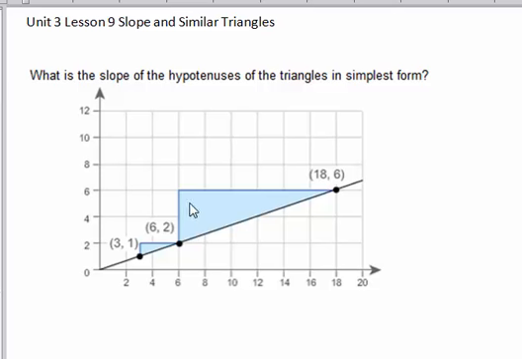So here we can do the large one and then reduce it, or we can just look at the small one here. So remember that your slope is rise over run. So how much does this go up by? It goes up by 1. It goes over by 3, so it's going to be 1 over 3. So your slope in simplest form is going to be 1/3.